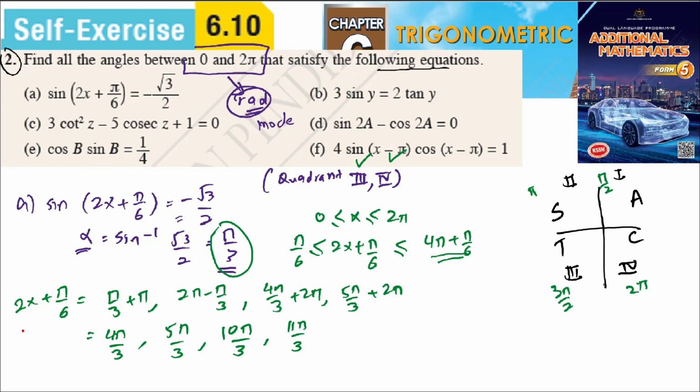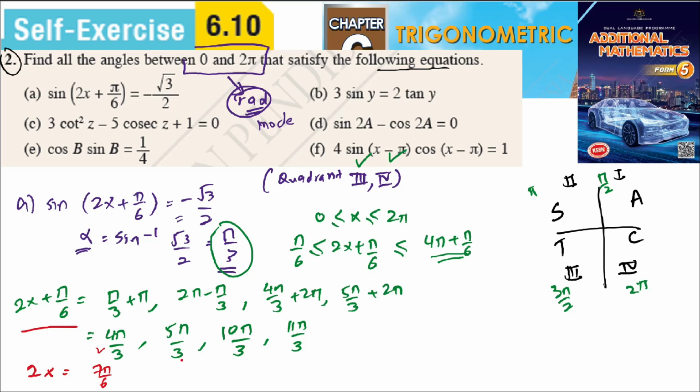So you see here, this one is 2x plus pi over 6. Now we wanted to have x, right? So we find 2x first. To find 2x, we minus everything with pi over 6. So this one is 4 pi over 3 minus pi over 6, or you can just use your calculator: 4 over 3 minus 1 over 6. You're going to get 7 pi over 6.